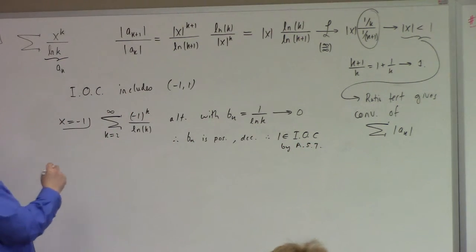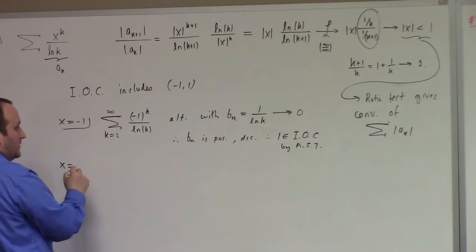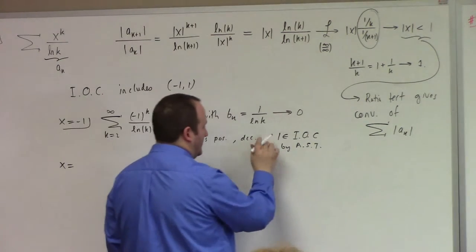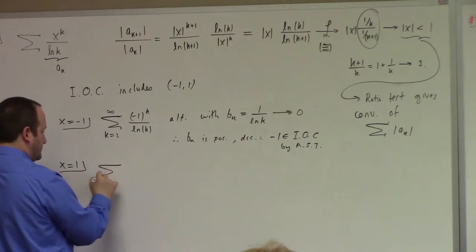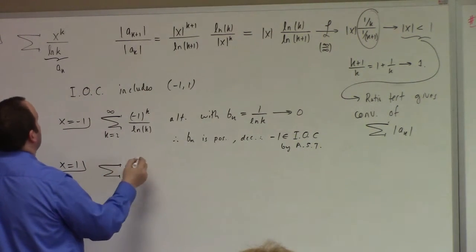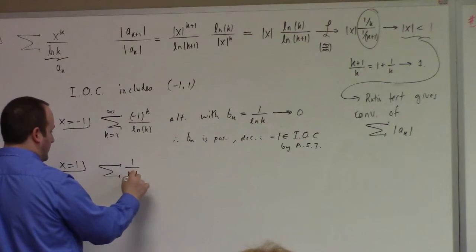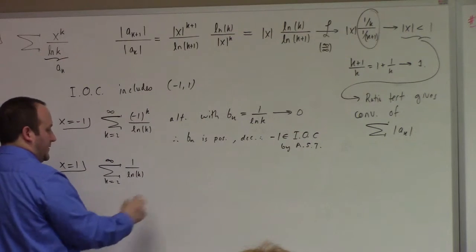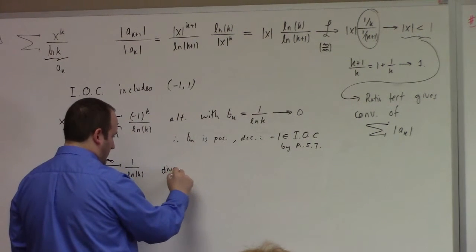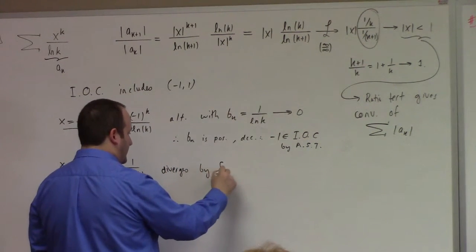Now, how about the other one? How about x equals 1? We get the sum of 1 over ln k, k equals 2 to infinity. This diverges by the integral test, I think.